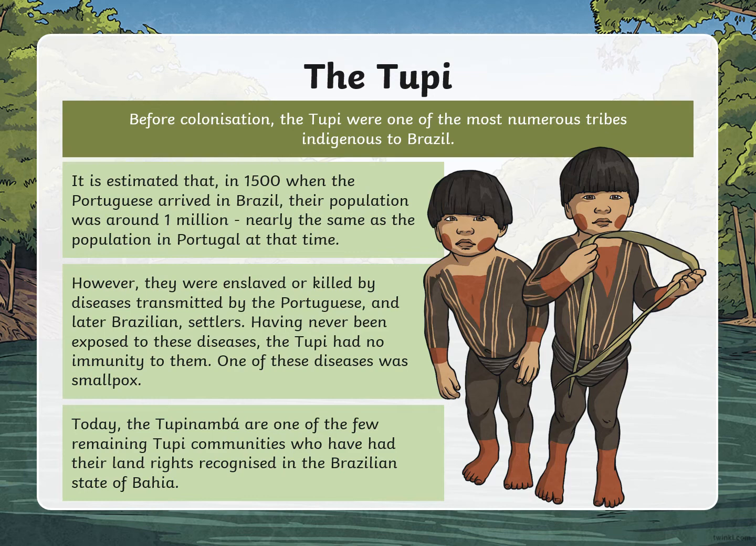Today, it's a tricky one, hang on. The Tupi Namba are one of the few remaining Tupi communities that have had their land rights recognised in the Brazilian state of Bahia. So that's really cool. So they've actually had their land recognised. So therefore, like I was saying before, it stopped the deforestation in that area, which is really good.